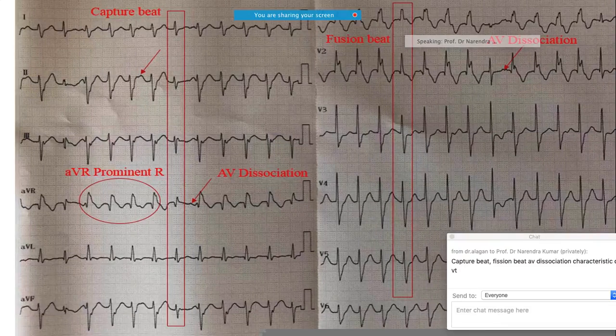So, which I said, the fusion beat is there, the capture beat is there, AV dissociation is there. And in fact, the atypical RBBB morphology criteria, which we had already discussed for VT, right? So the V1 is not like triphasic, rsR'. In fact, in V6, R is smaller than the S wave. And the other criterion, as I had already said, is you see the prominent R in aVR, especially during the tachycardia. So what criteria is it called? Vereckei criteria, right?